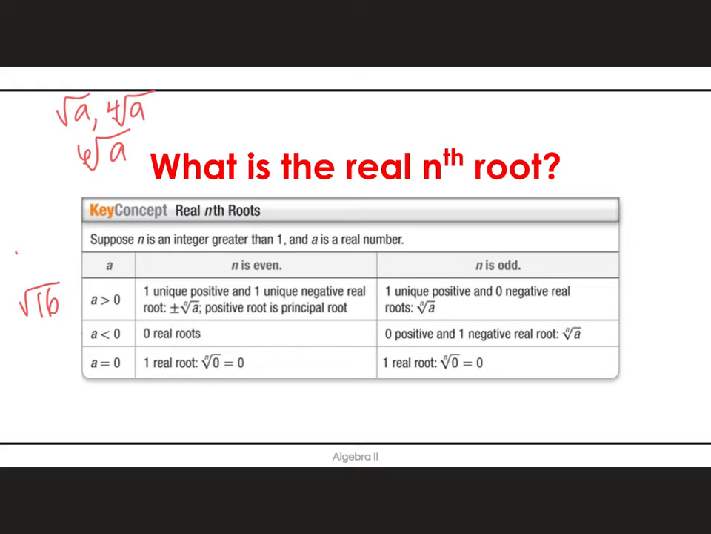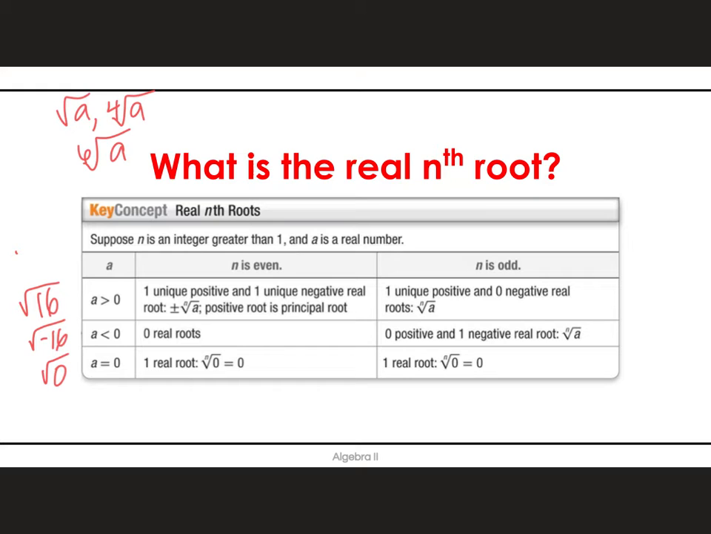Okay. Then if you have something like the square root of -16, then there are no roots, meaning that at this time, there is no real root and we cannot do anything with it at this time, but we will be able to do something with it later. And then the square root of 0 is just 0. Regardless of if it's the square root, the fourth root, the sixth root, the answer is just 0.